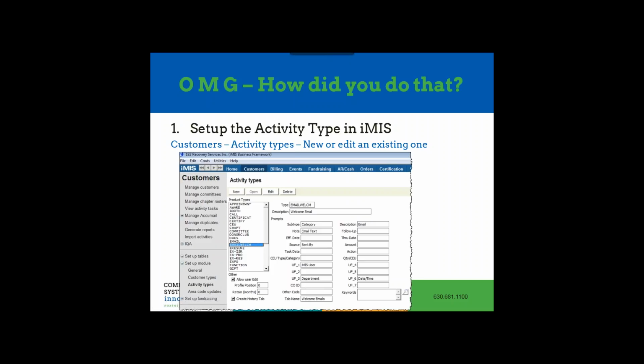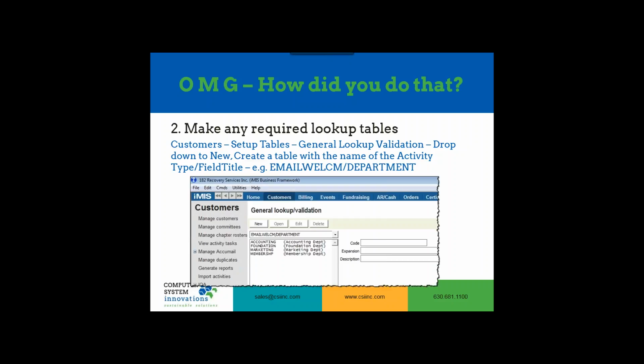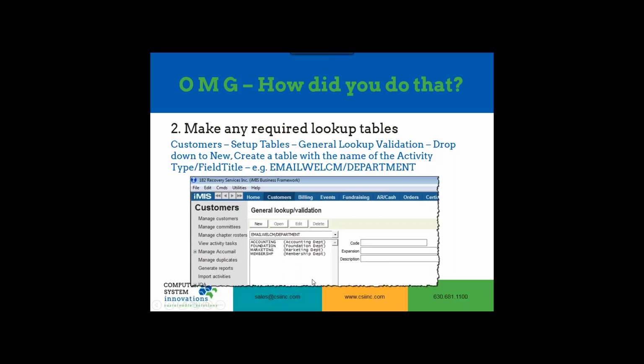All right. The next thing I had to do was make any required lookup tables that I want. And so in that case, I tell you how to do that. You just jump into Customers, Setup Tables, Lookup Validation. You drop down to New, create a table. In this case, it's the my activity type, email welcome, /department. And the department comes from the fact that I called this field department right there. You have 3. So email welcome /department. And that allowed me to do this. So now I've made my lookup table. So iMIS is ready for the activity. It has a lookup on it and everything.